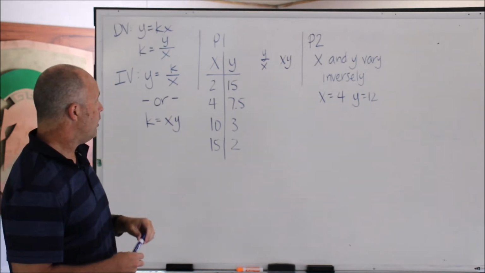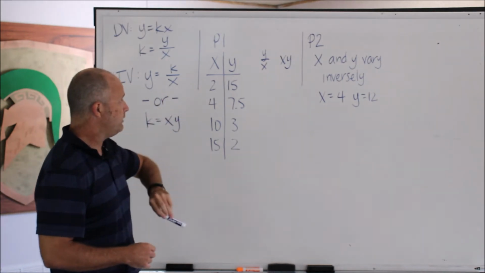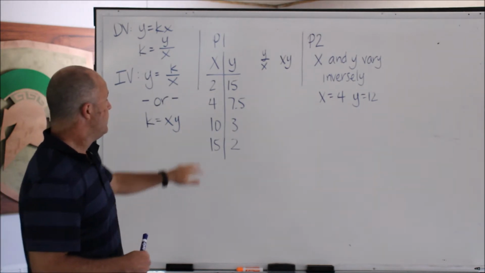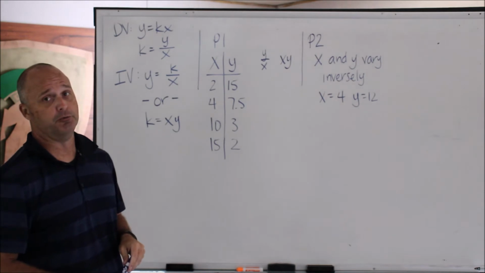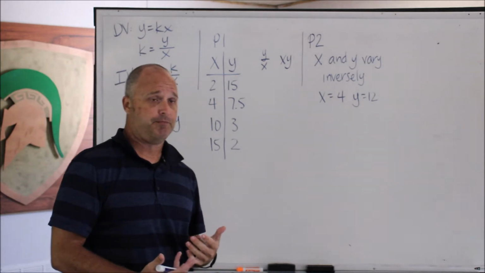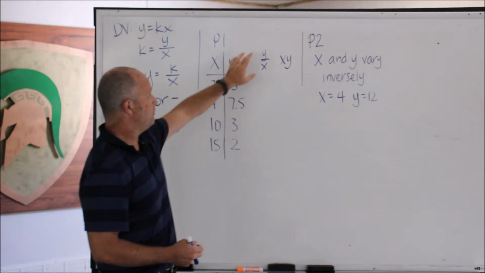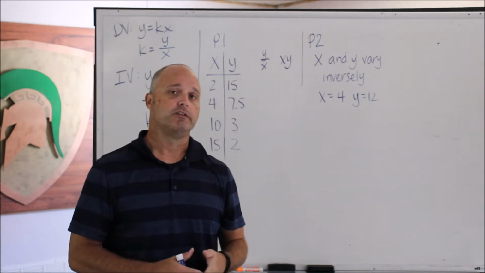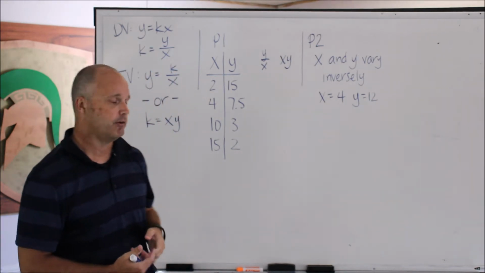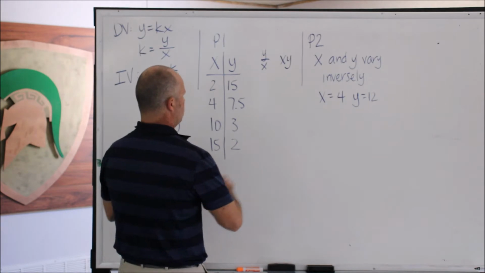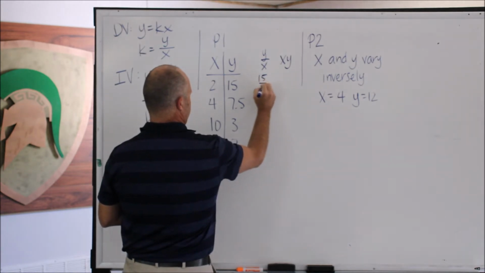In problem number 1, we're given this set of points in an XY chart. So we've got 2, 15; 4, 7.5; 10, 3; and 15, 2. The first thing I'm going to check is to see if we've got direct variation. Direct variation, again, is simply going to be y divided by x, and if every single result is the same, then that means it is a direct variation. So if we do 15 divided by 2, we're going to get 15 over 2.